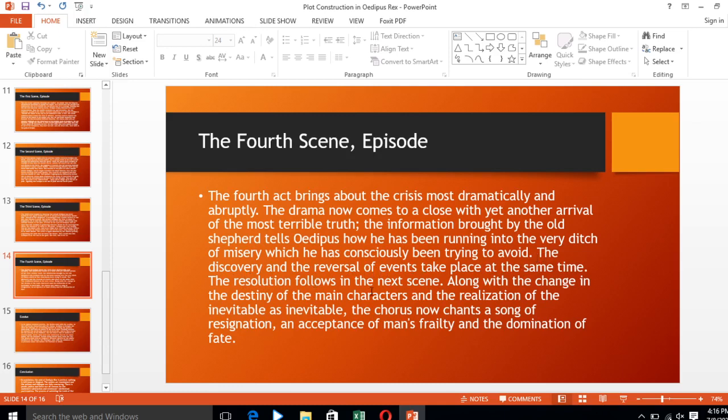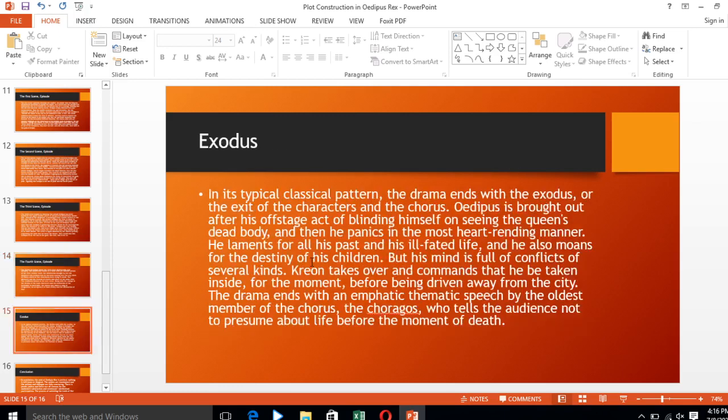The resolution follows in the next scene, along with the change in the destiny of the main character and the realization that the inevitable is inevitable. The chorus now chants a song of resignation and acceptance of man's frailty, weakness, and domination by fate. Here, the old shepherd tells Oedipus that this is the whole story, and now Oedipus comes to know that yes, I am the murderer of the old king.